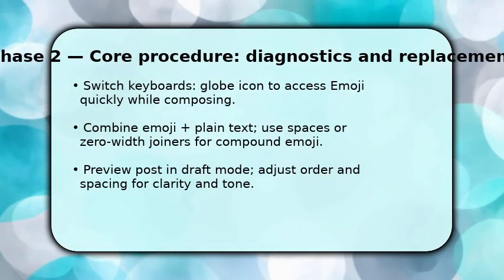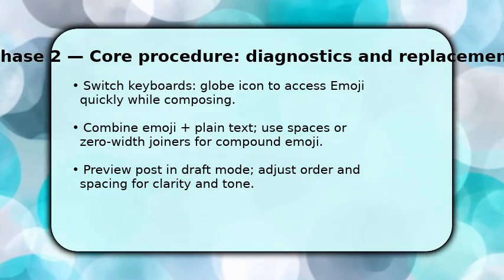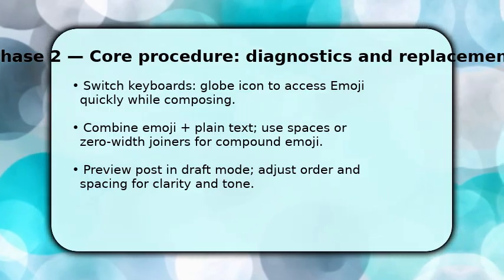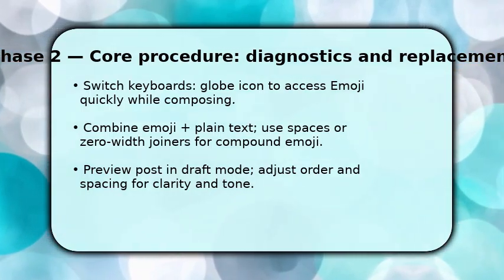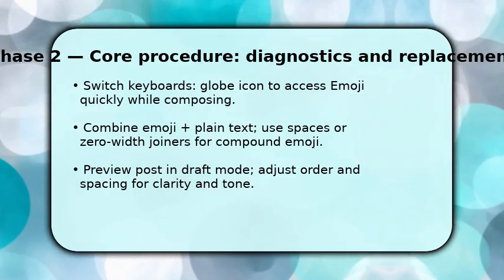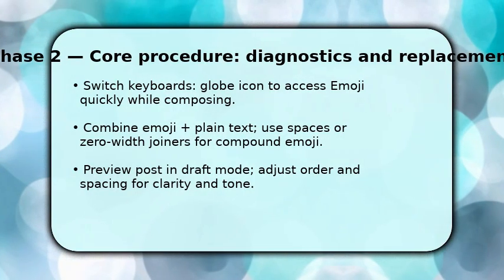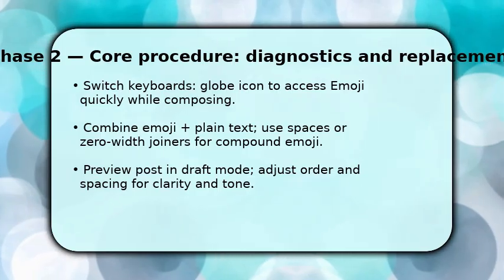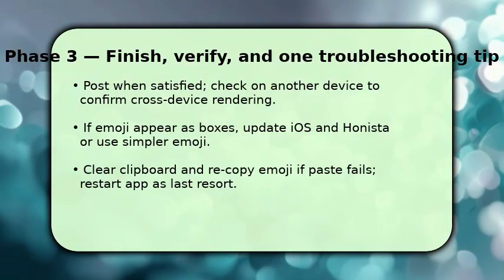You now mix emoji with text. Use the globe icon to swap keyboards and tap emoji where you want emphasis. Once you place emoji, think about why. They add tone and quick signals, so keep sequences concise. If you need combined glyphs, insert emoji sequentially and adjust spacing or use zero-width joiners if supported. This creates compound forms. Make sure to preview the draft in Honista to confirm the visual order and how mood reads. You're at the finish line.